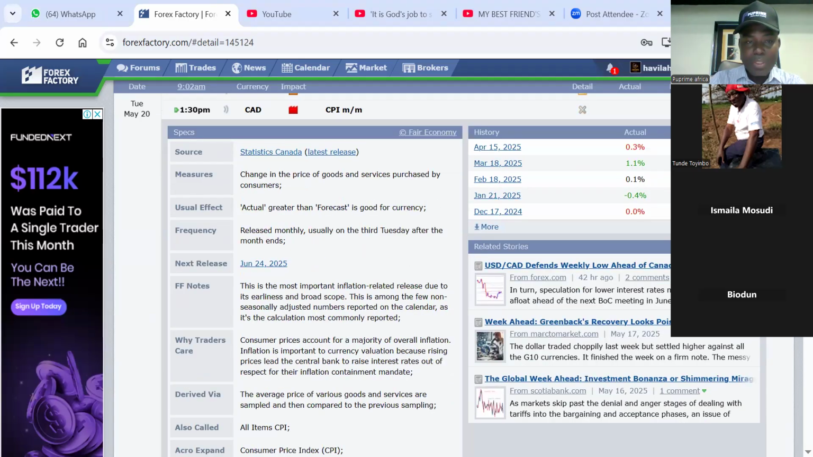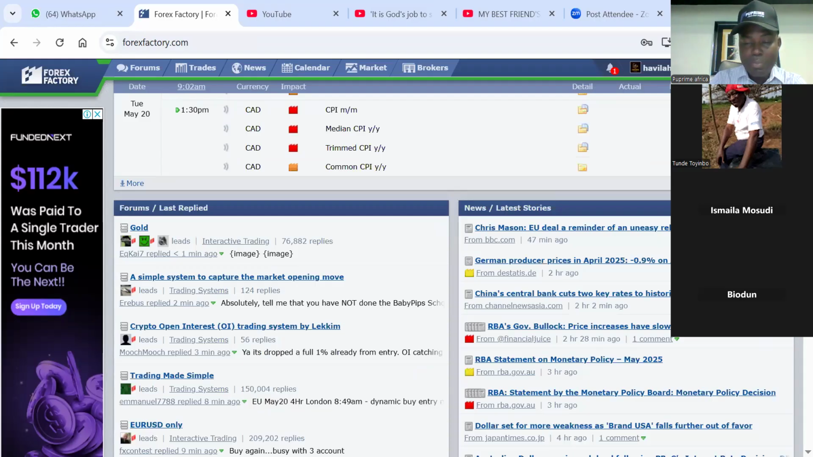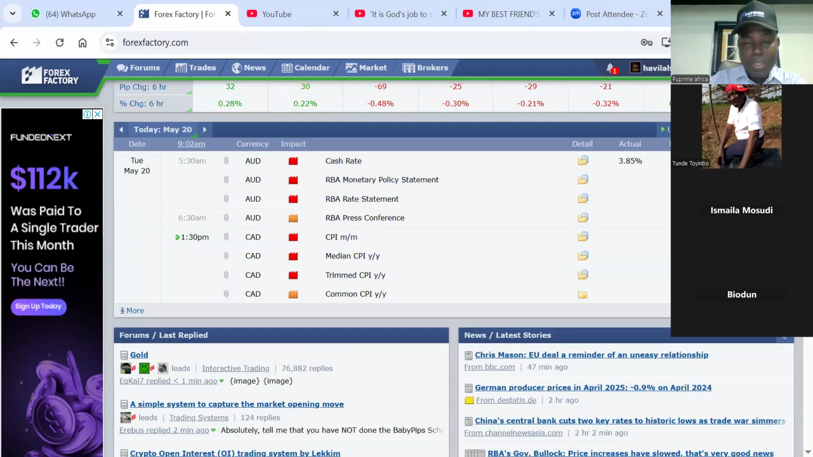It says that CPI monthly measures the change in the price of goods and services purchased by consumers, and actual greater than forecast is good for the currency. This data is released monthly, usually on the third Thursday after the month ends. But the important part we need is that actual greater than forecast is good for the currency. So I believe the same will apply to the other data we're expecting from Canada.